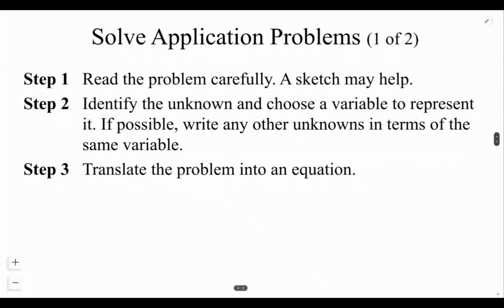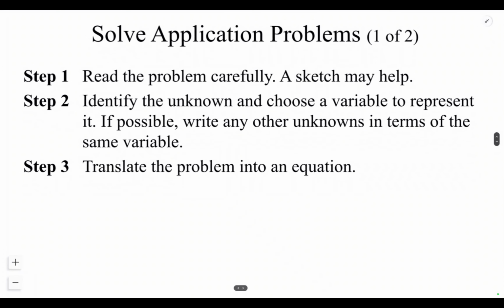All right. So we have some steps to solving application problems. So step 1, read the problem carefully and sketch. A sketch may help depending on what the problem is. Identify the unknown, then choose a variable to represent it. If possible, write any other unknowns in terms of the same variable. And then translate the problem into an equation because you want to solve for the what? Unknown. And we do have more steps.